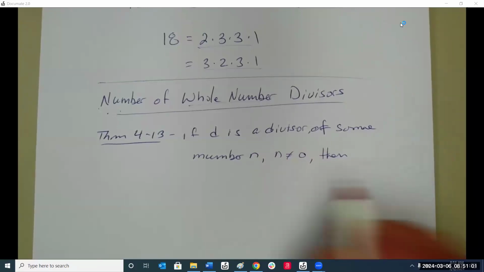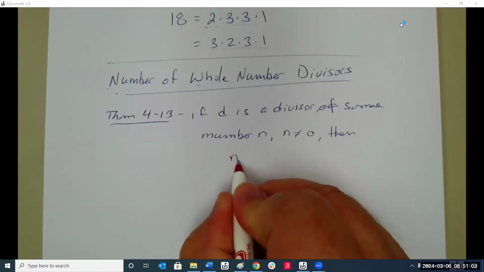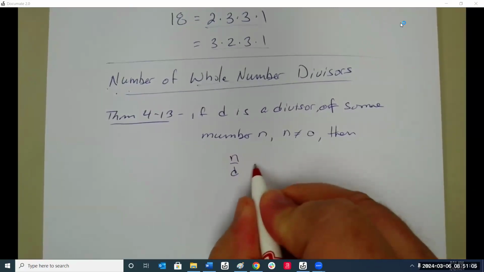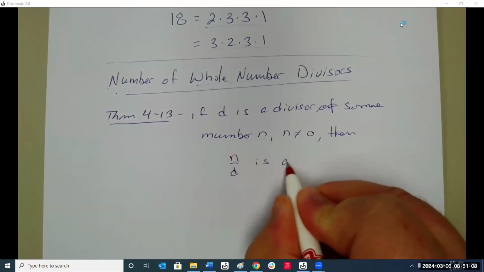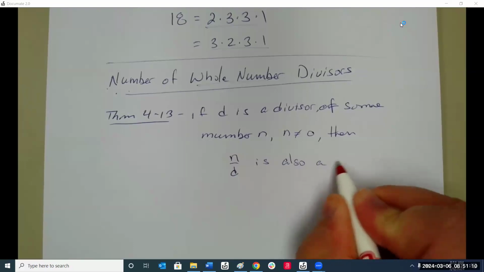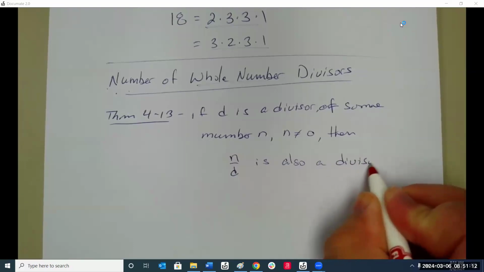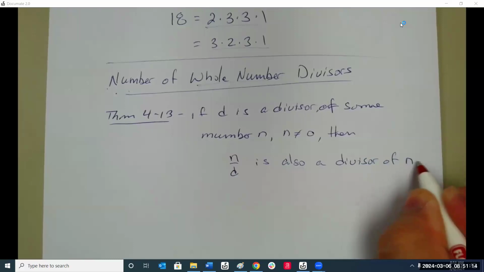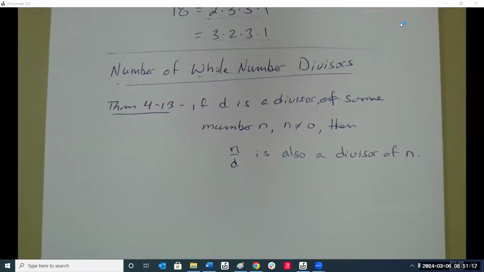Then the equation n over d is also a divisor of n. What does that mean? If d is a divisor of some number n, where n does not equal 0, then n over d is also a divisor of n.